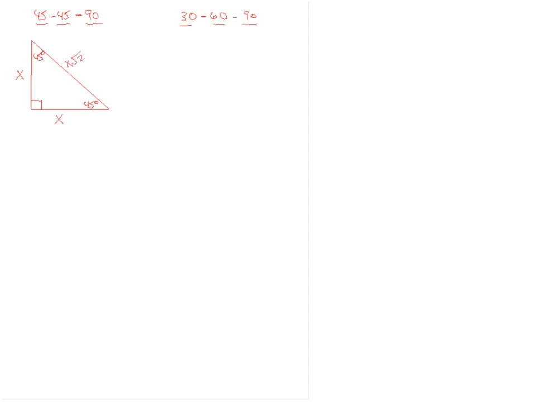For the 30, 60, 90, the ratios are slightly different. We've got the 90-degree angle here, 30-degree angle here, 60 here. We have x, x root 3, and then 2x.